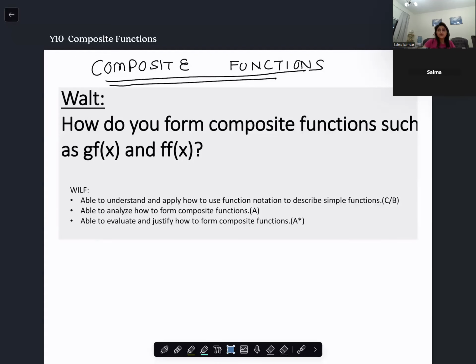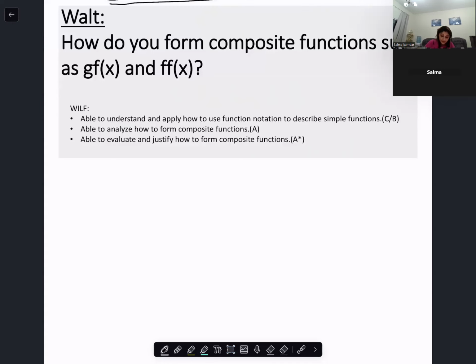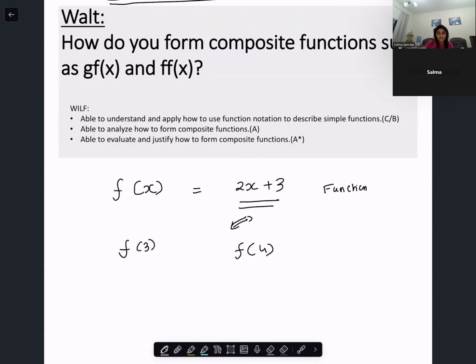Hi everyone. Today we are going to study composite functions. If you know, function means we write f of x. If my f of x is, say, 2x plus 3, this is the function. And we find the value of the function when x is 3, the value of the function when x is 4, or vice versa. But when we talk about composite functions, that means a function is within a function.